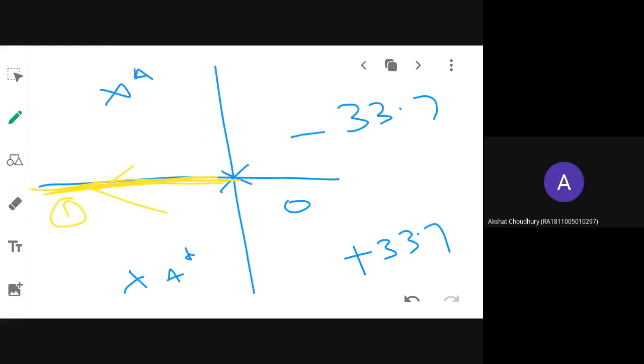Two more branches are there. One will originate here and the other branch will originate at A conjugate. And we have drawn the asymptote also. It will start over here and travel parallel to this asymptote and cross the imaginary axis somewhere. But you don't know what this angle is. What angle is that? Minus 33.7. Minus 33.7 is called the angle of departure.